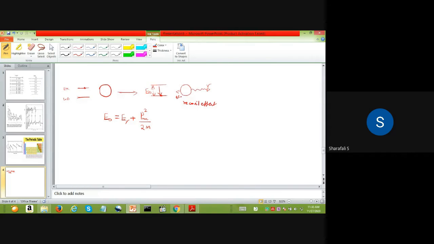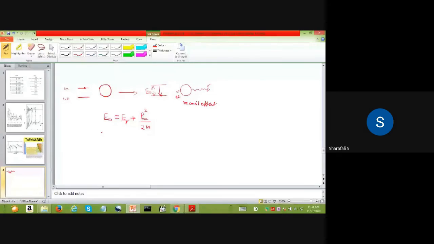That is where the nucleus will move a little bit through the recoil effect. So the corresponding kinetic energy of that nucleus is P square by 2m, where m is the mass of the nucleus. So here, that E0, that energy difference, will be used for this gamma radiation and the recoil effect of this nucleus.